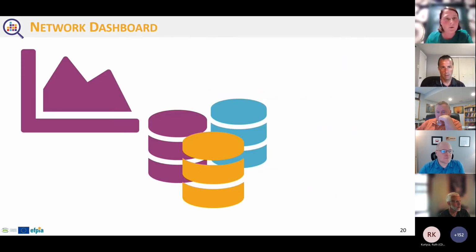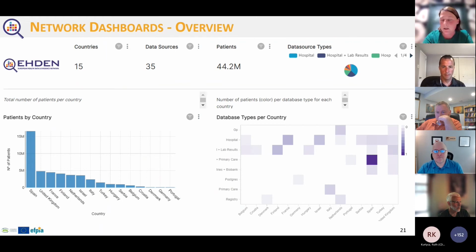And then there's the network dashboard, which I think is one of the really cool features of the EHDEN portal, because that gives you really nice functionality to zoom into the data, take a look and identify the relevant data partners. And so what you see here is just the overview where we start with the network dashboard. So you see, okay, we have data from 15 countries now. We have 35 data sources from over 44 million patients.